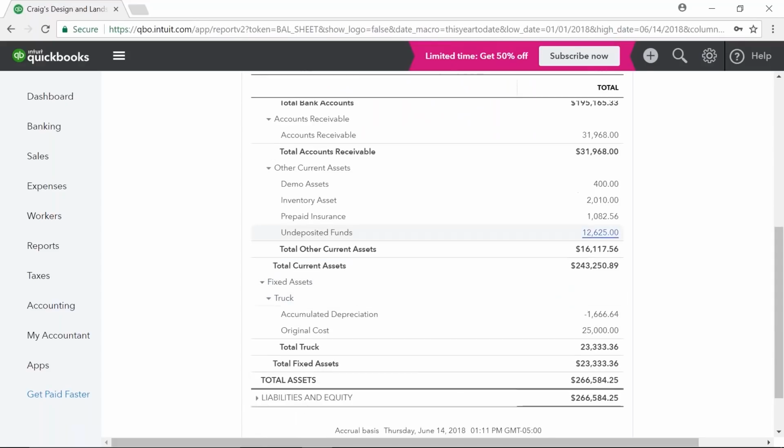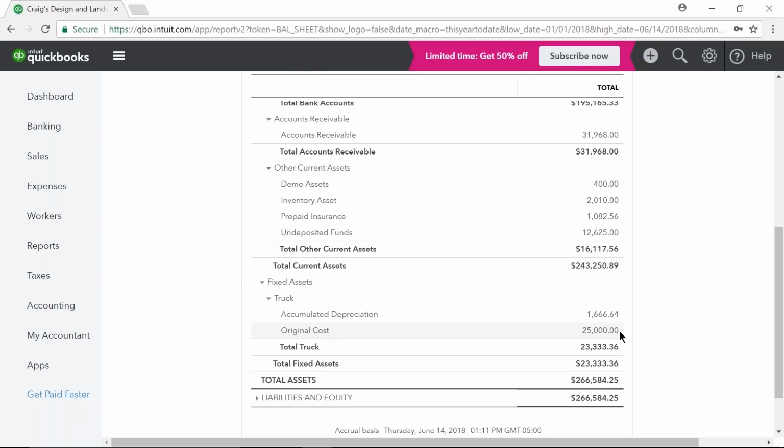We also have other current assets. These are assets that we plan on selling within a year or moving around to a different account within a year. For instance, we have inventory assets. Those are things we plan on selling within 1 year. And then undeposited funds. This is money that we've collected from customers, but we just haven't put into the bank yet. So it's sort of like a place where we put money for now, but we're going to put it someplace else later on.